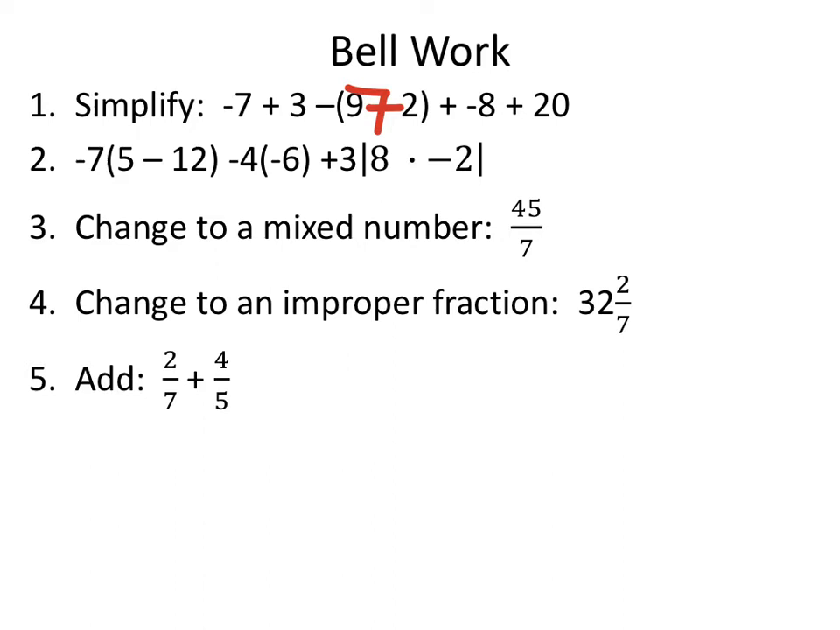So first up, we'll do the -7 plus 3, which is -4. And then we'll do -4 minus the 7 right there, which is -11. And then -11 plus -8. We're just adding in more negatives on that, so that's going to be -19. And then finally, -19 plus the 20 is going to give us a +1. Okay, so that's number one.